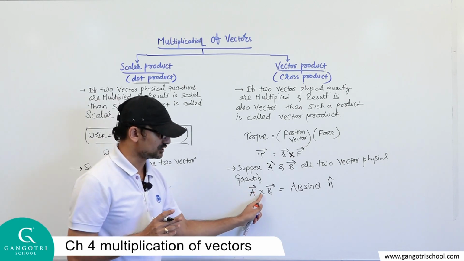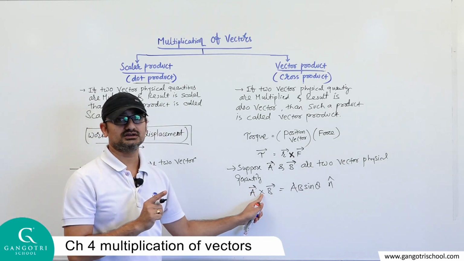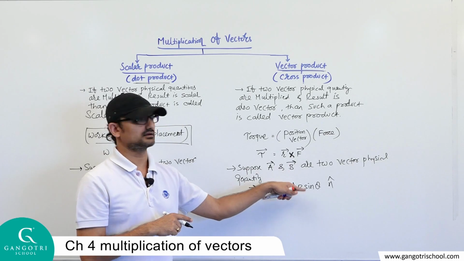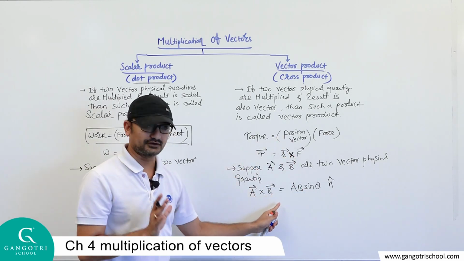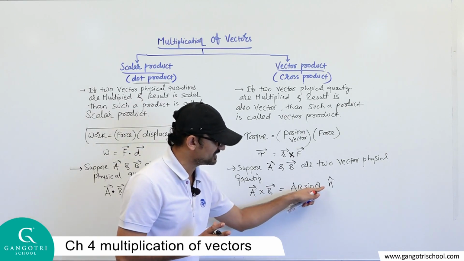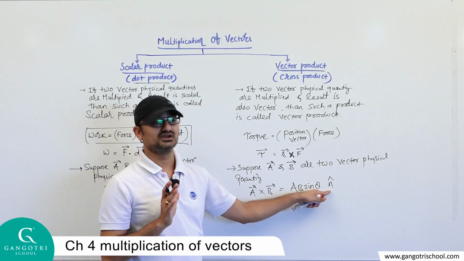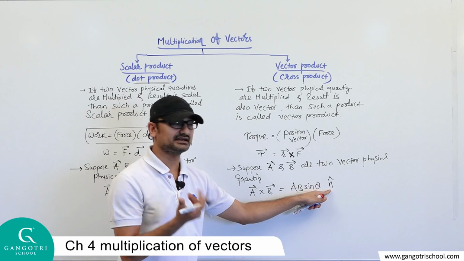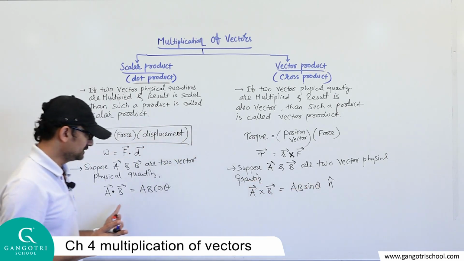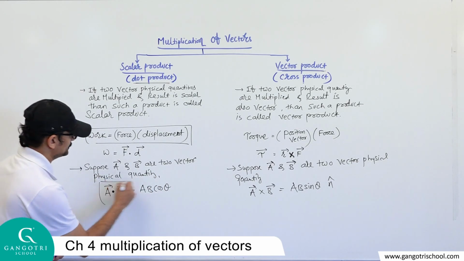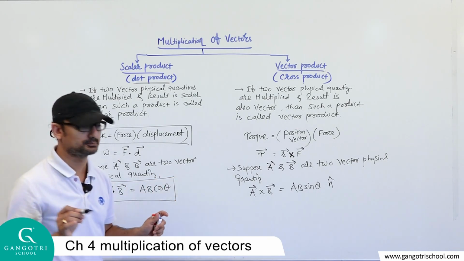Whereas this is the cross product. The cross product result is also a vector. So a vector physical quantity needs magnitude as well as direction. N caret is the unit vector in the direction of A cross B. In both equations, as I said earlier, you should accept these equations without proof.